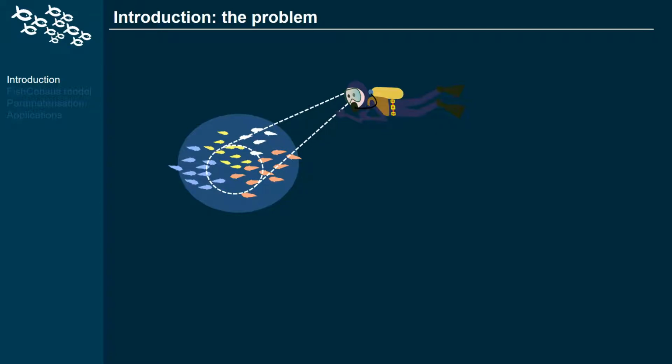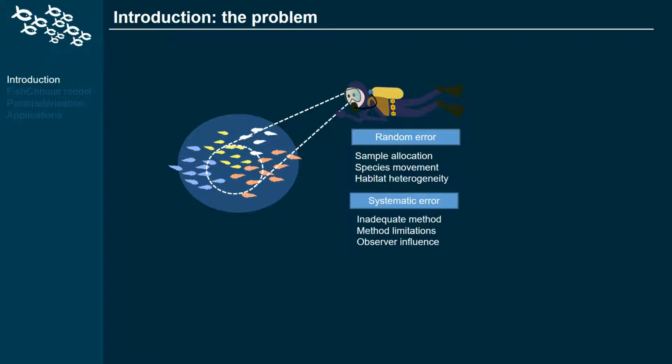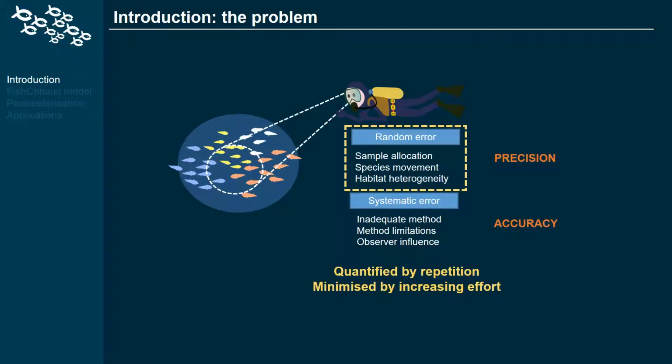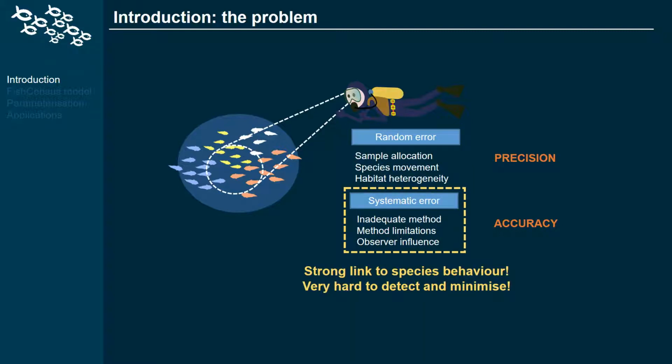When using any sampling method, we are faced with mainly two types of errors: random errors and systematic errors. Random errors are mostly linked with precision, or the dispersion of our estimates to both sides of the mean, and accuracy, or the deviation from the truth, in this case from the true abundance of fish. While precision can be quantified by repetition and minimized by increasing effort, accuracy is very hard to detect and minimize. We can have a very precise method but be completely wrong and completely unaware that we are wrong.